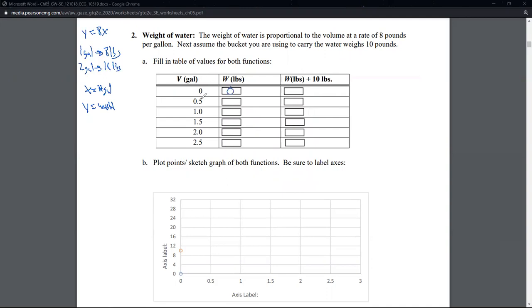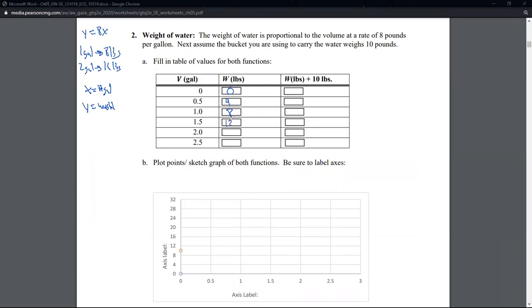If you have a half a gallon of water, well, if 1 gallon is 8 pounds, so if you double one, you double the other. That also means if you half one, you can half the other. So half of a gallon would be half of 8 pounds, which would be 4 pounds. You could also just throw in 0.5 into this. 0.5 times 8 is 4. 1 gallon would weigh 8 pounds.